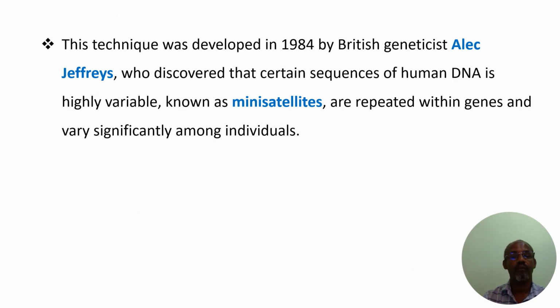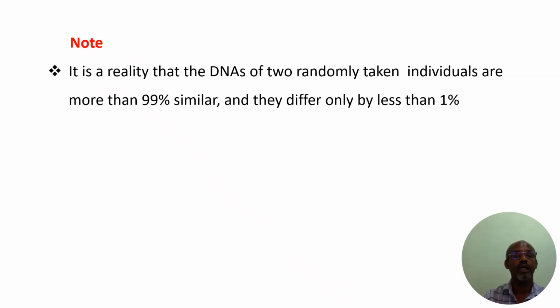And let me add some note here. It is a reality that the DNAs of two randomly taken individuals are more than 99% similar, and they differ only by less than 1%. I have tried to tell you earlier. You see, this is what we are. More than 99% of our DNAs are similar. In fact, some put this number as 99.9% of our DNA. 99.9% of our DNA is similar.